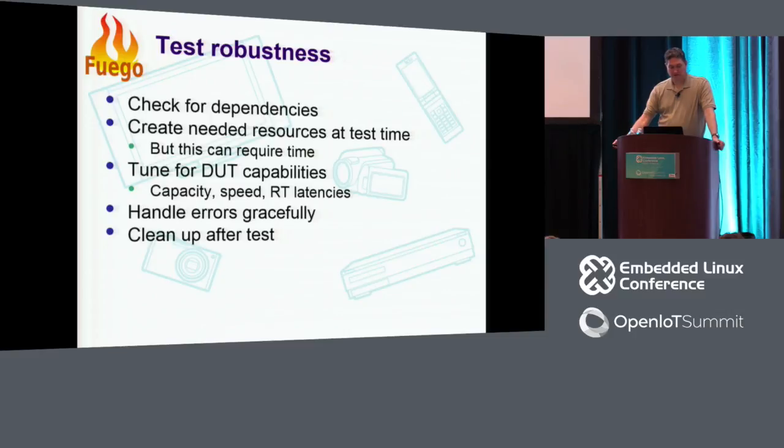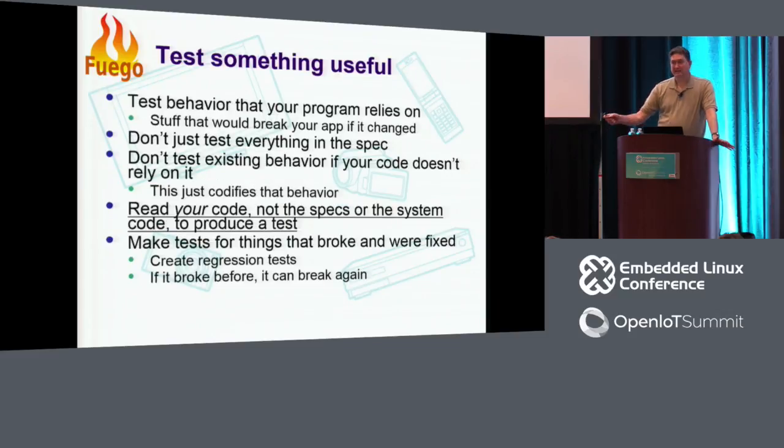Okay, test robustness. This is basically just talking about if you're making a robust test, what are some of the things I just talked about that help make a test robust? Checking for dependencies, creating the needed resources at test time, tuning for the device under test capabilities, handling errors gracefully. And then finally, test something useful.